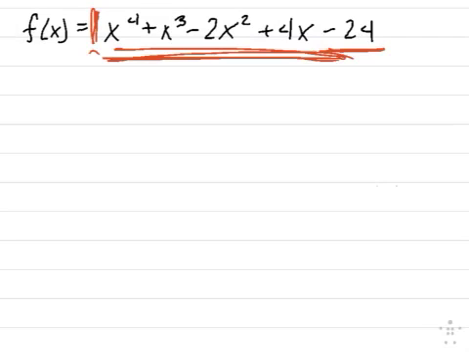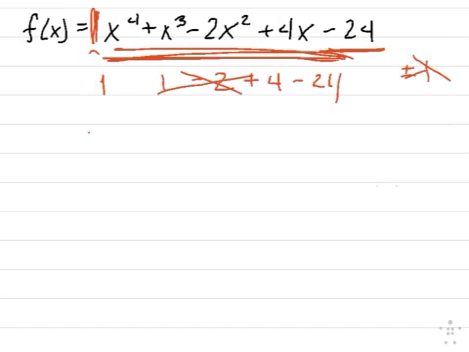So we're just going to go ahead and start by, I like to just plug in numbers here. I'm going to try 1, because usually it's an easy number that works. Let's try 1. Would 1 work? 1 plus 1 minus 2 plus 4 minus 24. Nope, that's not a solution. So 1, not a solution. Neither is negative 1. You can see that negative 1 isn't a solution either.